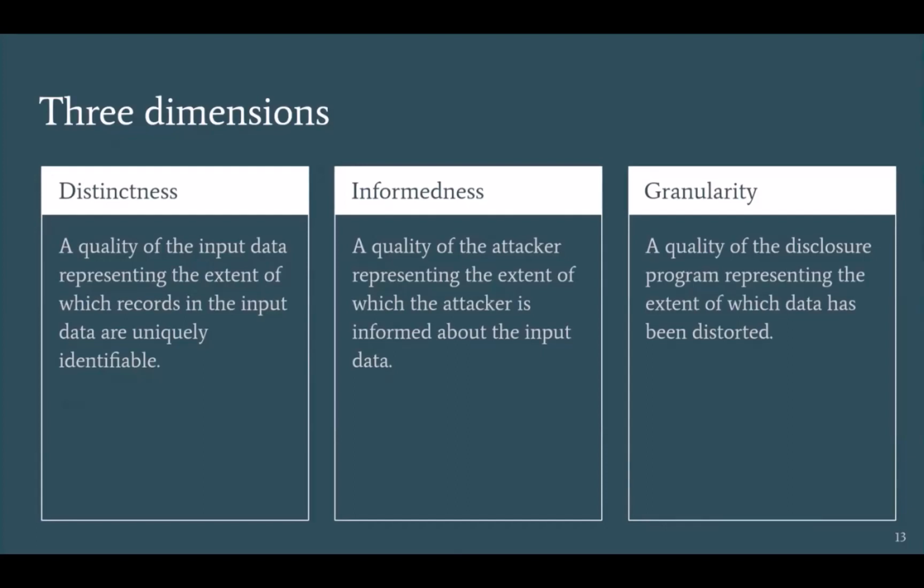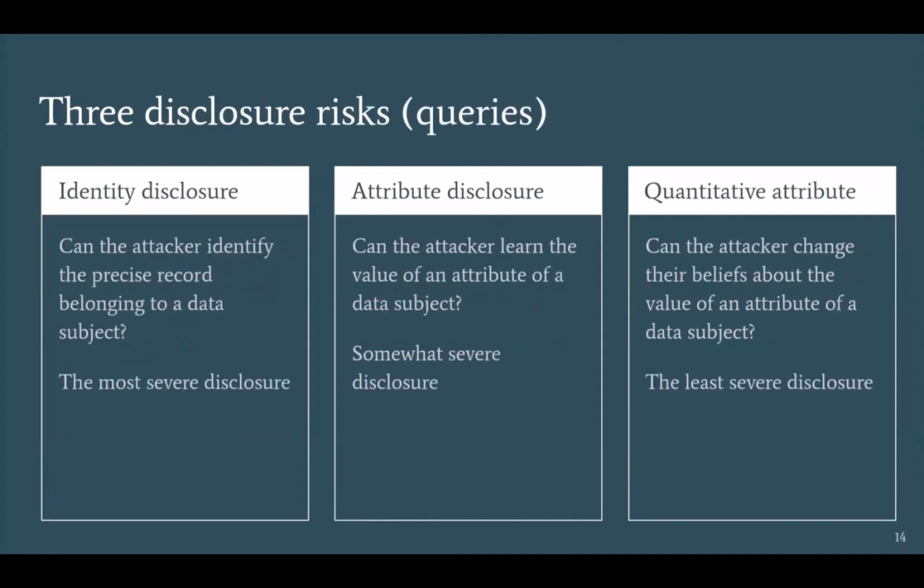Then we have the informedness dimension, which is the quality of the attacker representing the extent to which the attacker is informed about the input. Analyzing with varying degrees of informedness enables data controllers to assess how attacker knowledge affects privacy risks. And at last, we have the granularity, which is the quality of the disclosure program representing the extent to which data has been distorted or reduced during disclosure. In our case, we test 2 different anonymisation programs.